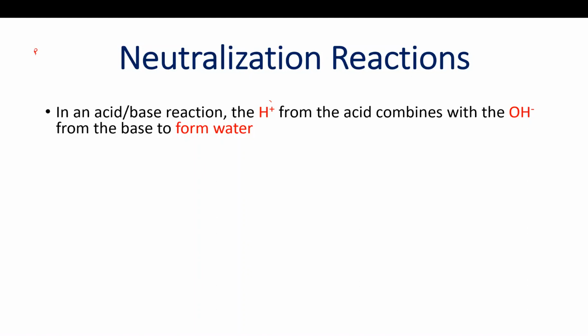So this is the follow-up to that double displacement reactions video. And this is the first type that I mentioned, the neutralization reaction. So I want to make sure everyone's clear.